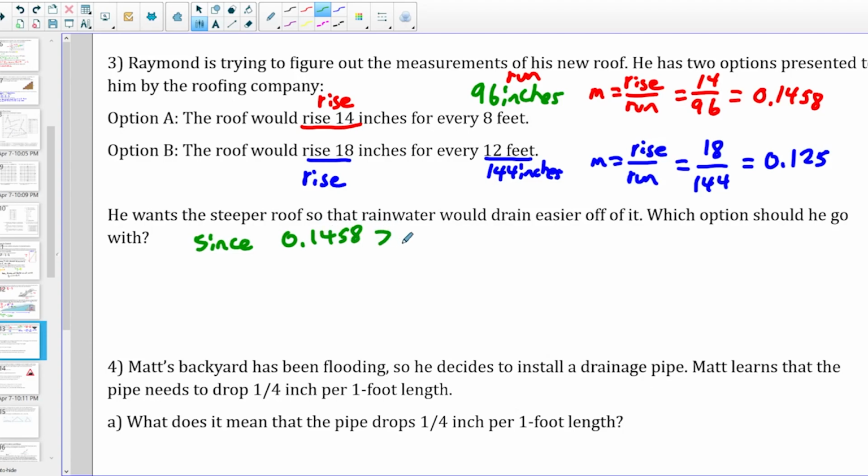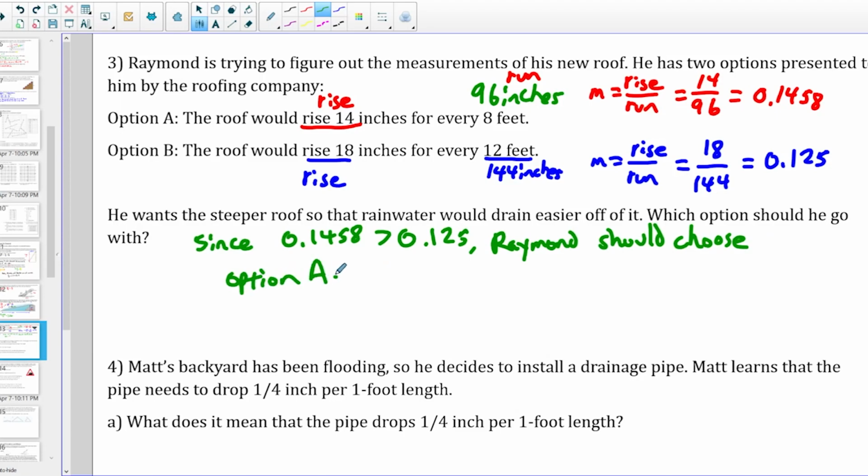So since 0.1458 is greater than 0.125, Raymond should choose option A. So we have figured out which roof Raymond is going to buy.